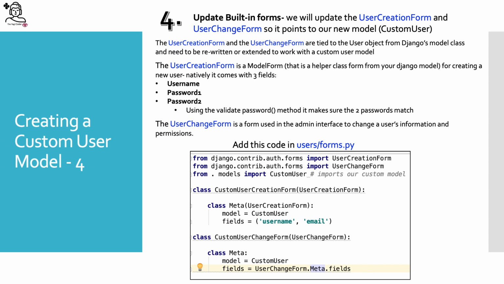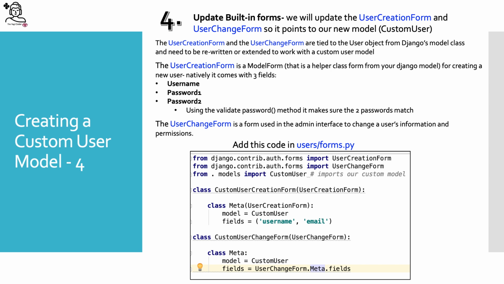And again, here we'll talk about what we have to do to our forms to make the custom user model work. Now, we haven't gotten to forms at this point in the series, so I'm just going to explain what needs to happen. And once we get to forms, we'll understand it much better. So update built-in forms. We'll update the UserCreationForm and the UserChangeForm so they point to our new custom model. The UserCreationForm and the UserChangeForm are tied to the user object from Django's model class and need to be rewritten or extended to work with our new custom user model.